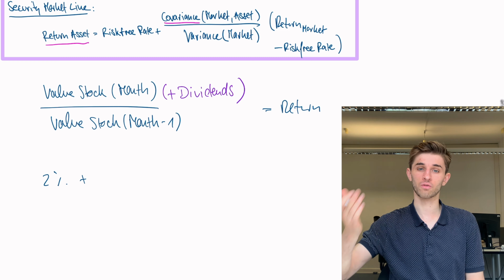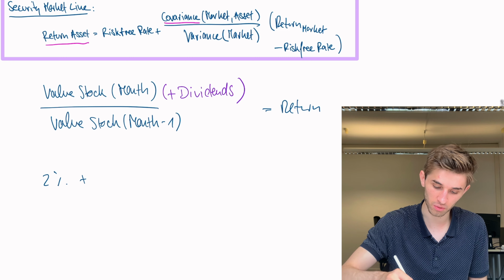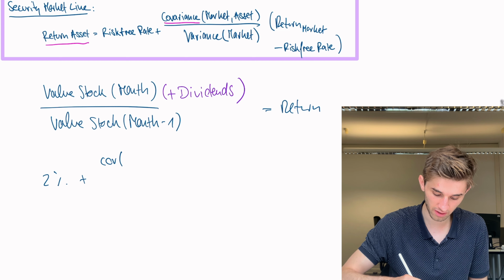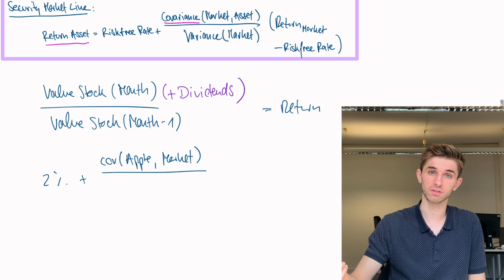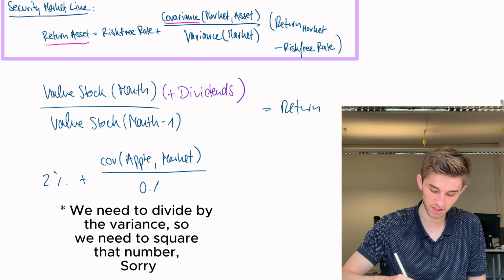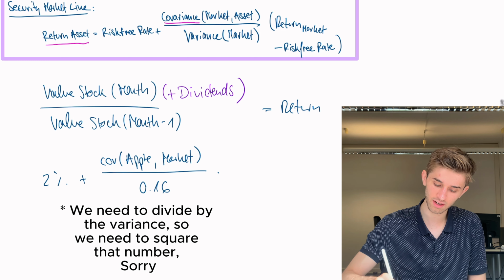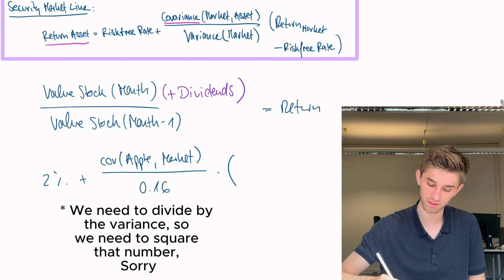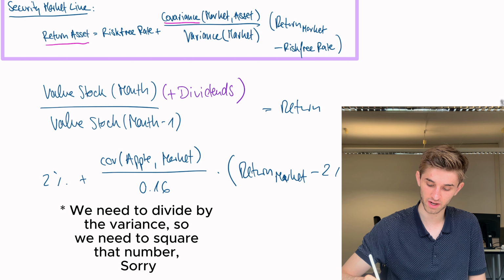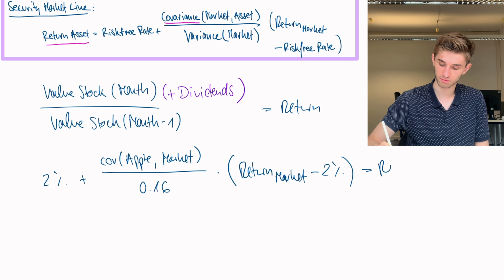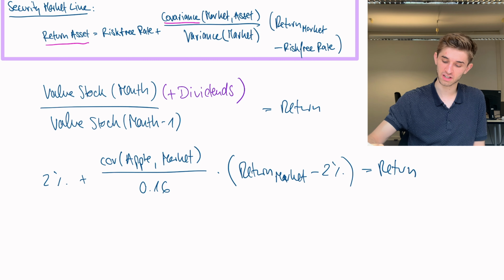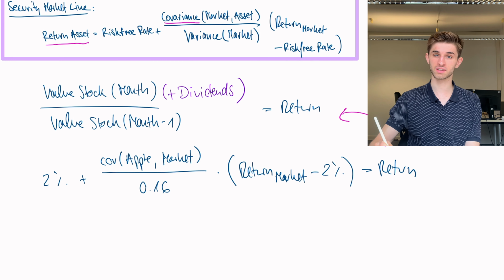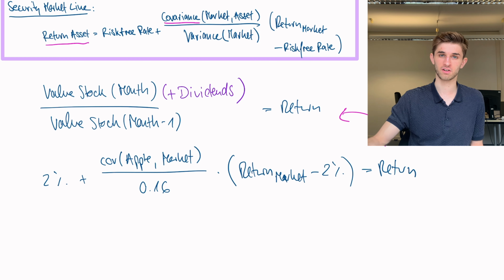Then I calculate the covariance of the stock I want to test the CAPM with. So in our case, it will be Apple and the market. I divide by the volatility of the market, which is about 0.16, long-term historical average. And then I take the return of the market in that particular month, and I subtract the risk-free rate, about 2%, and then I also get the return. And if the CAPM holds, I should get about the same returns both ways, right? Our model should give us the same return that we observe in reality.